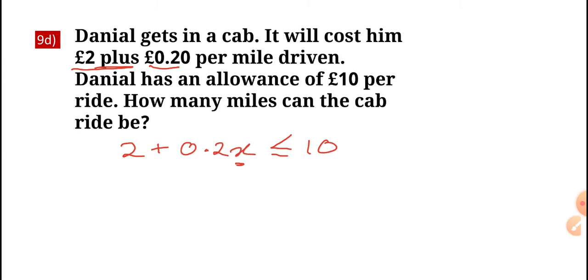So you've got to make sure you understand how we got this inequality. The 2 is the fixed cost, it's the £2. No matter how far he rides, it's going to cost £2. And then it's 0.2 pounds per mile driven. So that's how we got the 0.2x. The x represents the number of miles, and we know that's 20p per mile, so 0.2 times x. So we want to get the number of miles, which is x, by itself. To do that, we have to get rid of this 2 first.